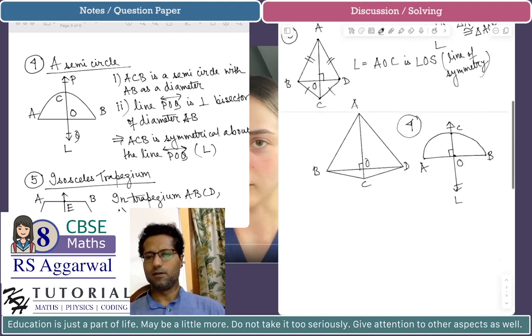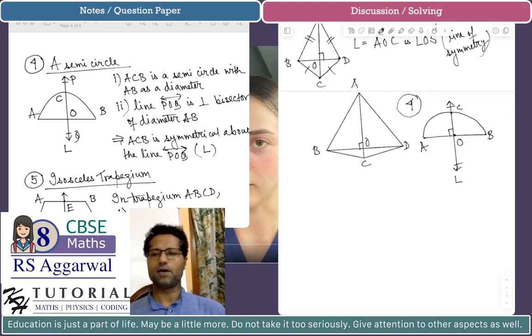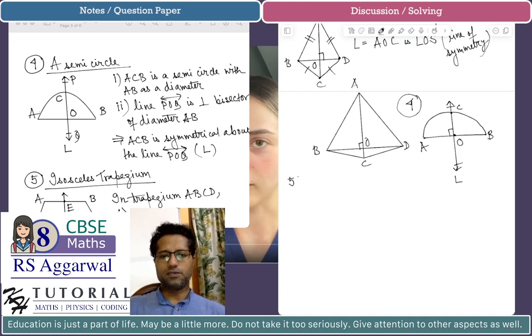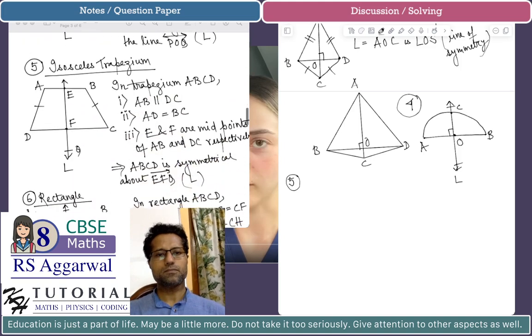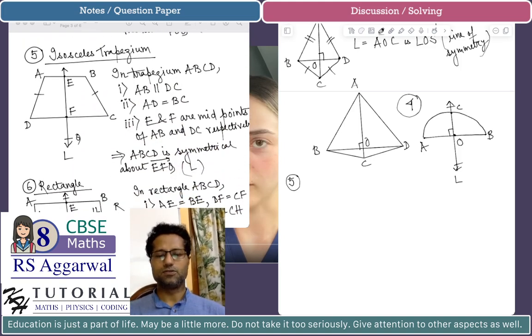Number 4, a semicircle will also have one line of symmetry, which is the line passing through the center O and perpendicular to the diameter AB. Okay. Number 5, isosceles trapezium.